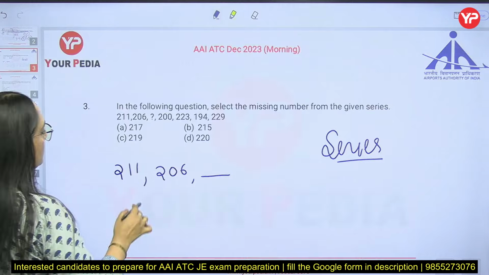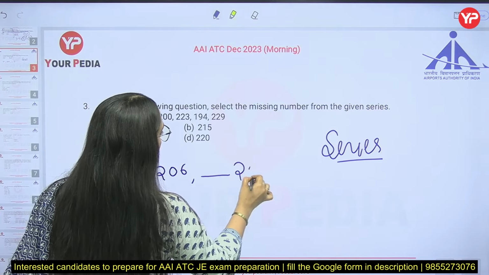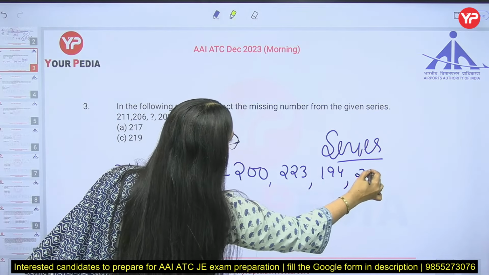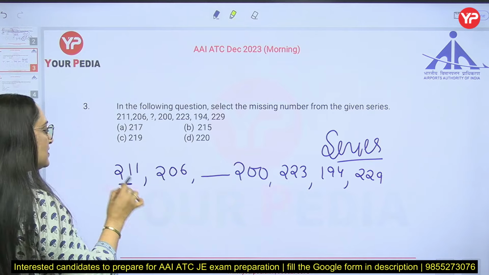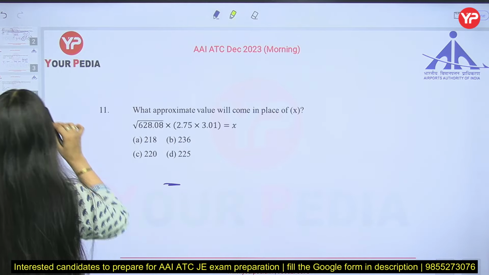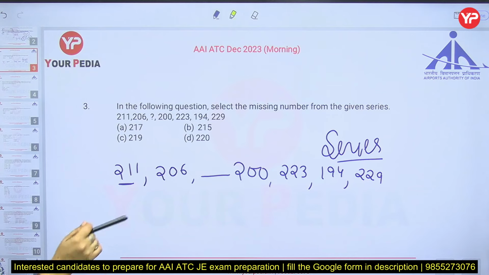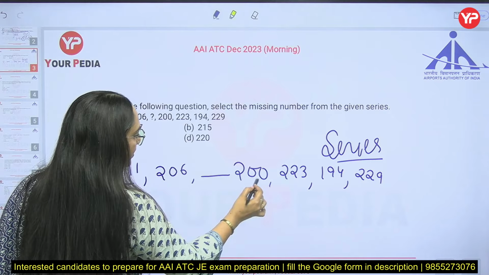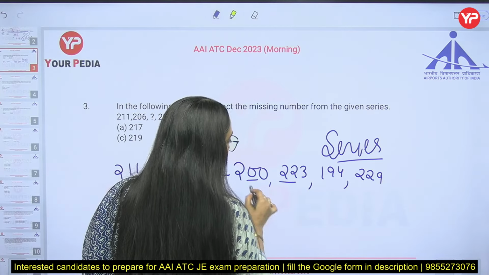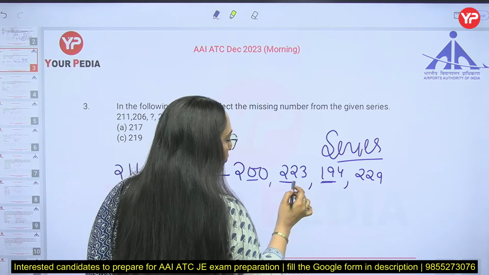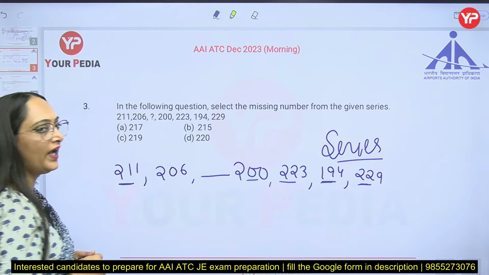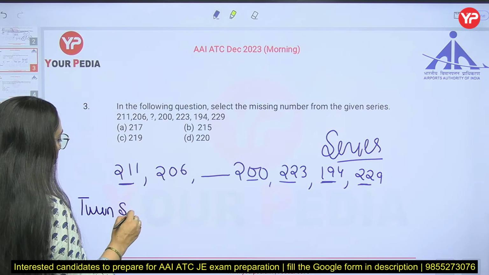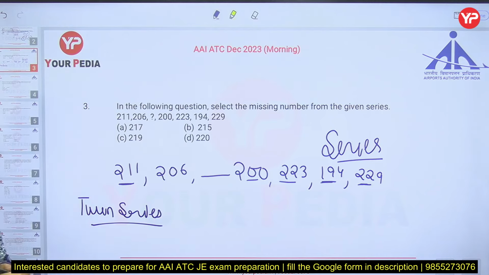Okay. So 206, then 200, then 223, then 194, and then 229. See, first is 211, then 206, which is less than 211. Next, see, next is 200, then 223 is more than 200, then this is less than 223, and this is more than 194. So we can check that this is a type of twin series. Twin series means there are 2 series in one series.